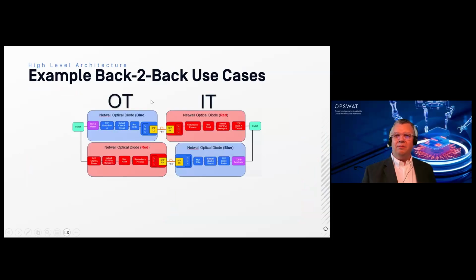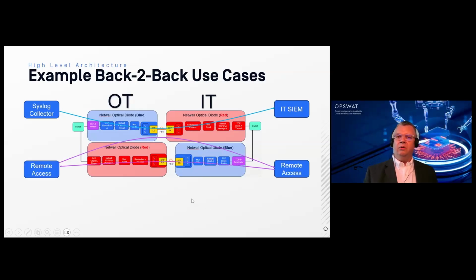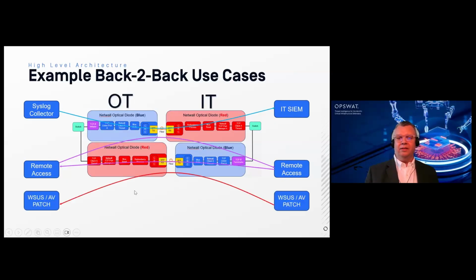And with this optical data diode pair, back-to-back connection, we can achieve 3 scenarios. One is one way out. In this example, OT to IT. We can have a SIEM collector in OT sending data one way through the upper diode to the SIEM connector on the right side. Now, if we want to have something like remote access, that can be configured using this bidirectional TCP capability. And at the same time, we can also send data in from IT to OT, and that is mainly for patch updates and things like that.